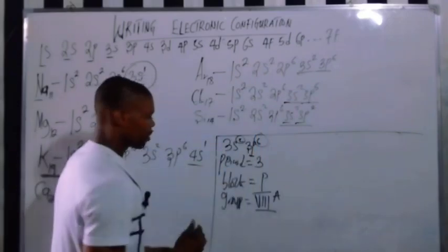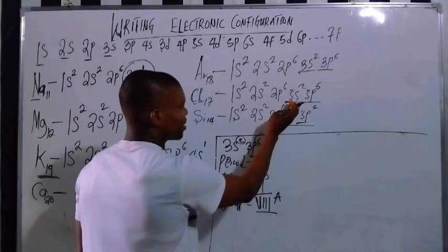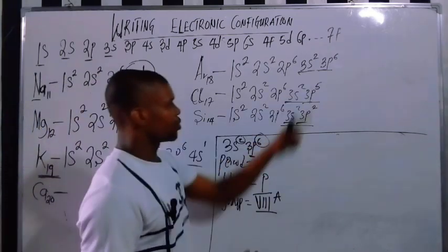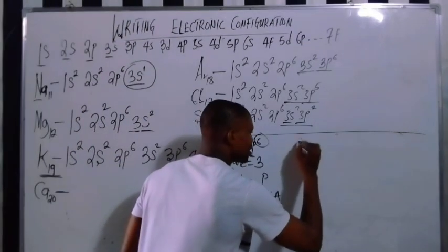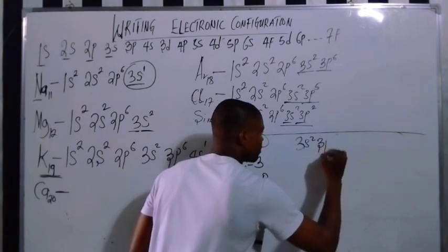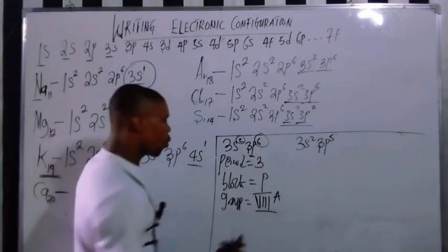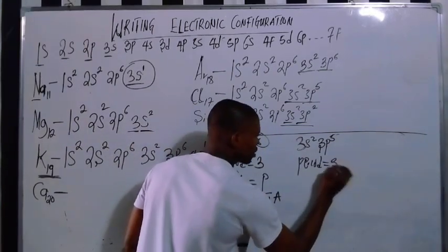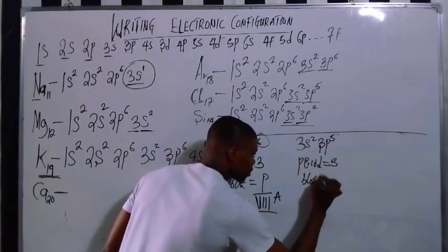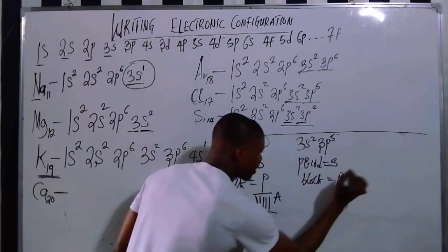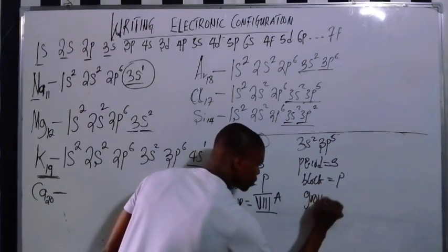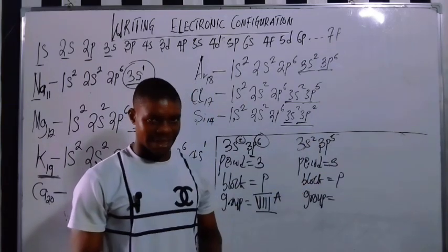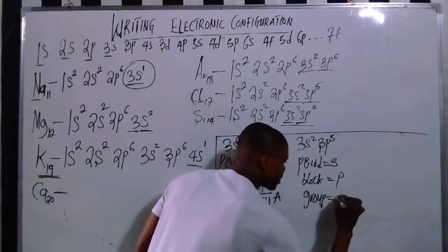Let's try this one here. So chlorine, which is what? 3s2 3p5. So here we have 3s2 3p5. Can you see that? Now, what is my period? It's going to be period 3, right? What is my block? Block p, right? What is my group? My group is going to be what? Group 7, because 2 plus 5 is 7. So it's going to be group 7A.